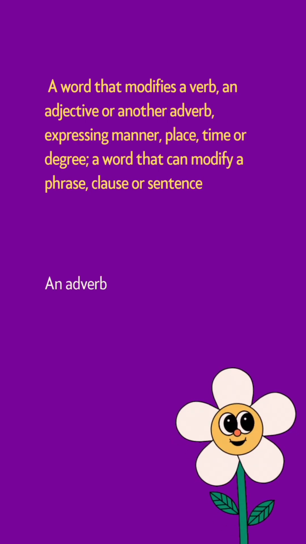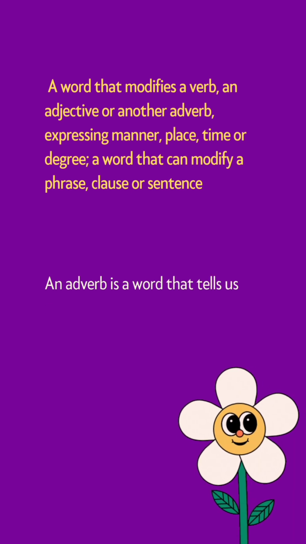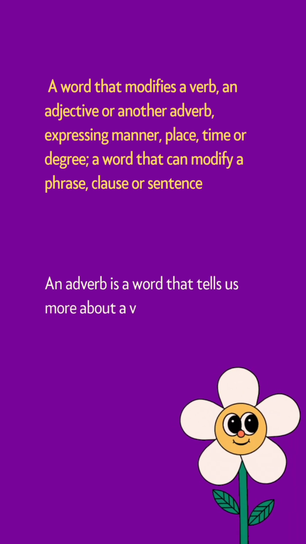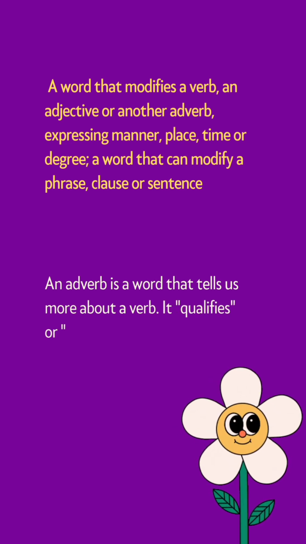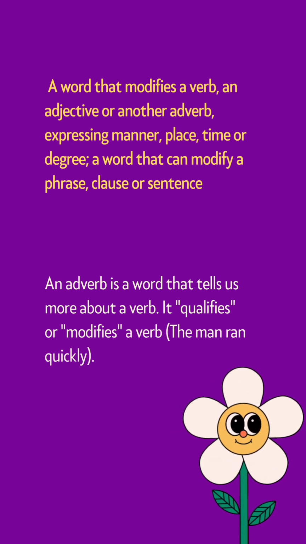What is an adverb? A word that modifies a verb, an adjective, or another adverb. Why is it used? It is used to express manner, meaning how an action happens, place where it happened, time when it happened, or degree. A word that can also modify a phrase, clause, or sentence.